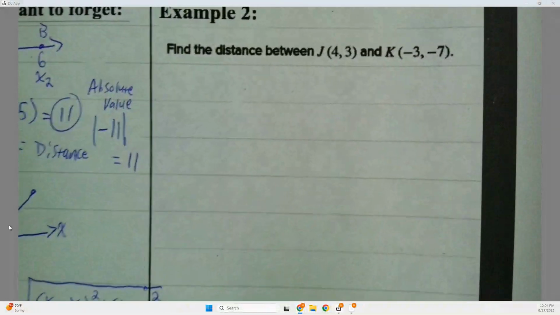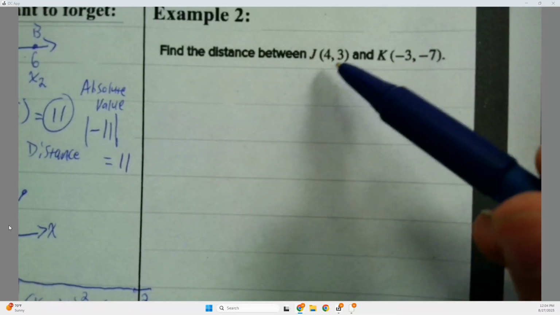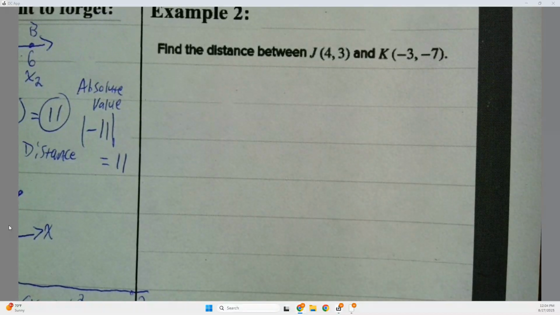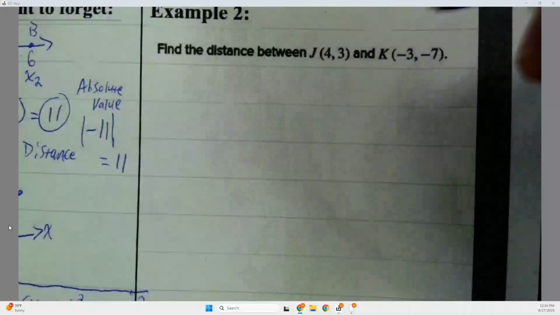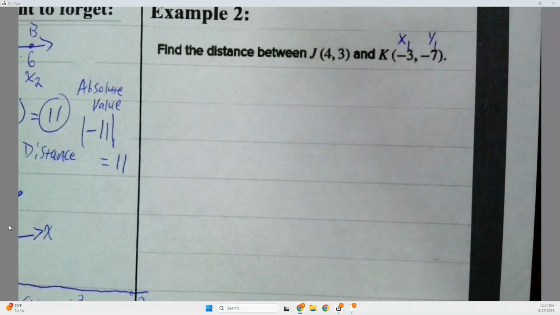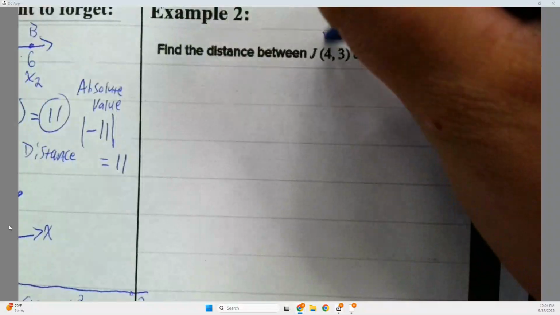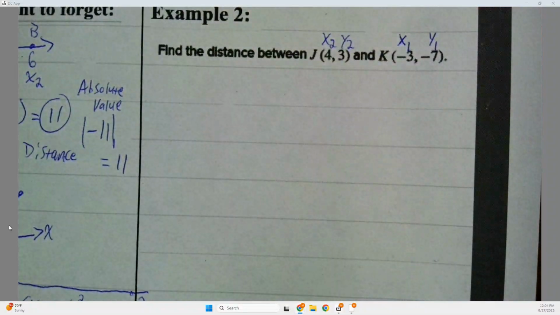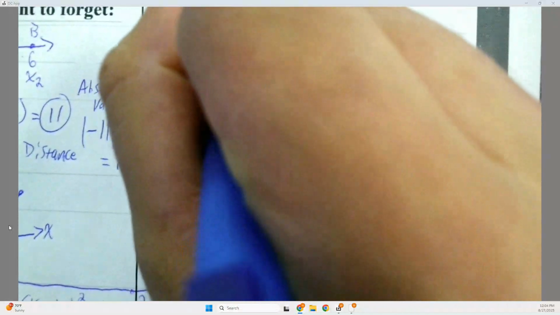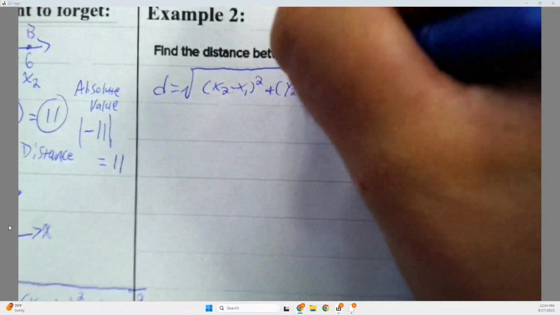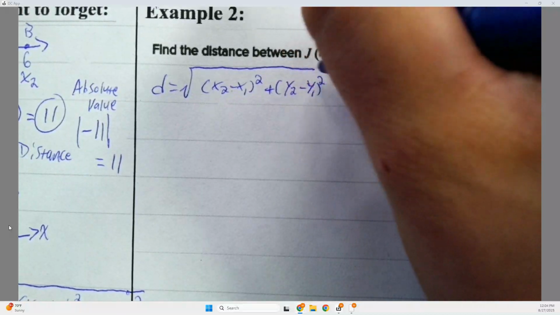Last one, we're going to do example 2. So let's find the distance between J and K, where J is 4, 3, and K is negative 3, negative 7. Again, I like to go with the negative numbers, these smaller numbers first. So I'm going to say x1, y1. Again, I just need to make sure they're matched. And that makes 4, 3, x2, y2. My formula, distance, is the square root of x2 minus x1 squared plus y2 minus y1 squared.